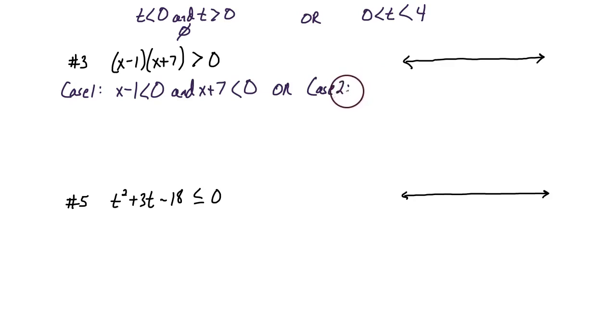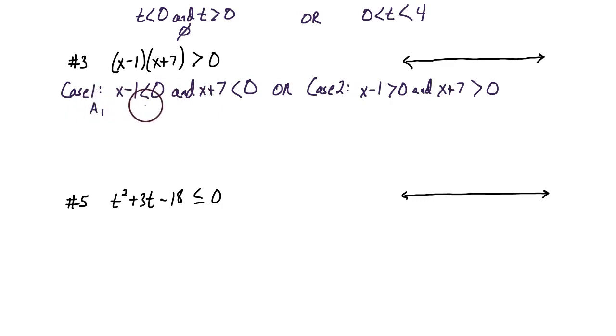Both of the expressions could be greater than 0. So x minus 1 is greater than 0, and x plus 7 is greater than 0. If they're both greater than 0, meaning they are both positive, then their product, positive times positive, would be greater than 0. Let's look at case 1 and solve these expressions.